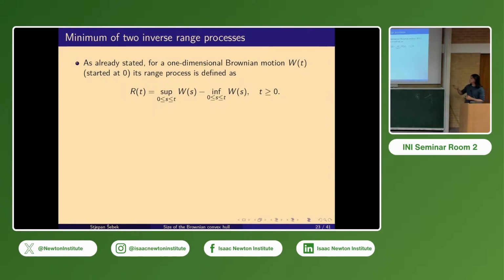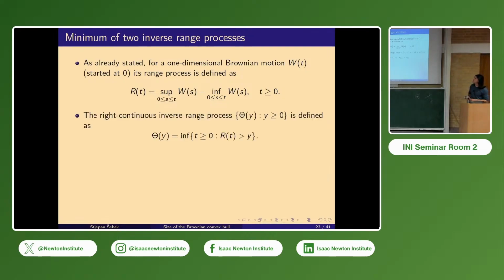Again, we already defined the range of one-dimensional Brownian motion, and not only this range has been studied, also the inverse range. Notice not only this process, the range, which is the difference between the running supremum and infimum of the Brownian motion, but all of our functionals, perimeter, area, diameter, are all non-decreasing. Maybe the trajectory goes back inside the hull for some time, maybe it doesn't change, but for sure those are all non-decreasing.